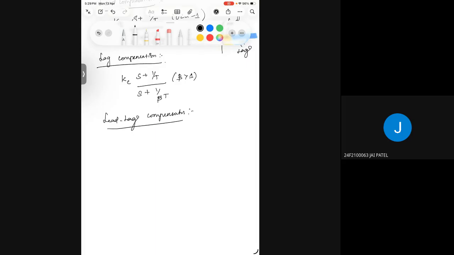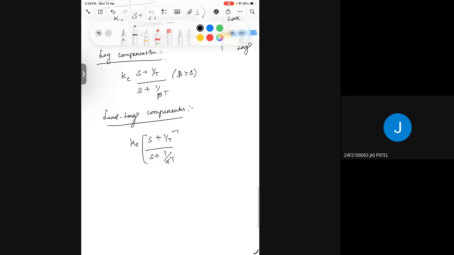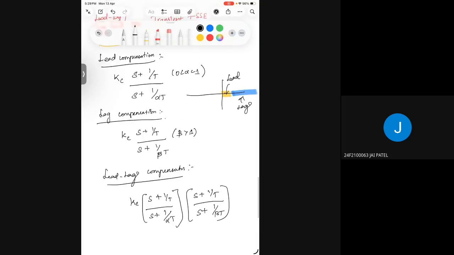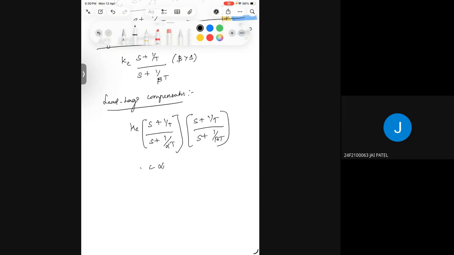So in your lead lag, we will have this kind of representation: K C (s plus 1/(alpha T)) divided by (s plus 1/T), times (s plus 1/T) divided by (s plus 1/(beta T)), where alpha should be in between 0 to 1 and beta should be greater than 1. That's how your lag lead compensator will work.